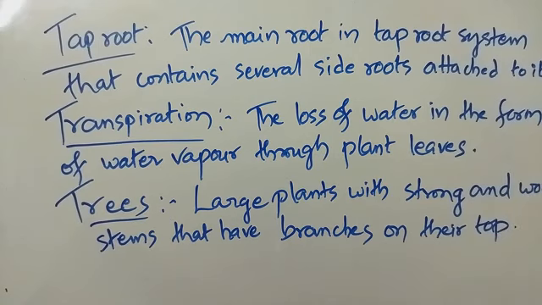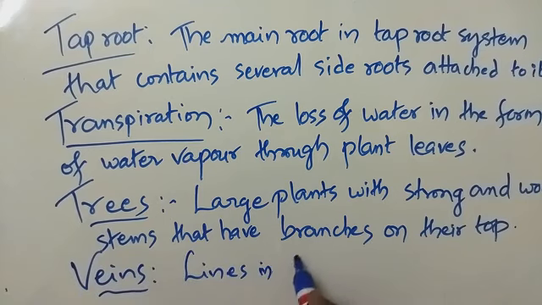Next, veins. The lines present in the leaf lamina are called veins. With this, all keywords of this chapter are completed.